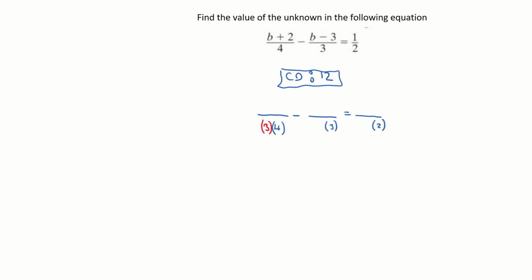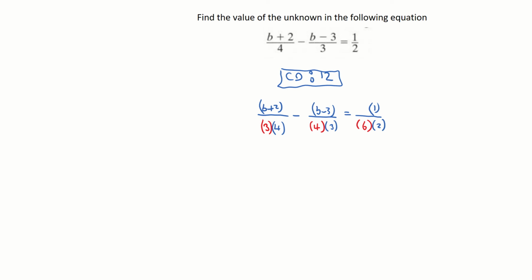to make 12. When I come to the second one, I already have it over 3, but I need to make it a 12 again. So what do we have to multiply 3 by to make 12? I have to multiply it by 4. And on the third one, I have a 2. I need to make it a 12, so I need to multiply it by 6. I then come back and rewrite my top lines. It was ab plus 2, ab minus 3, and a 1.